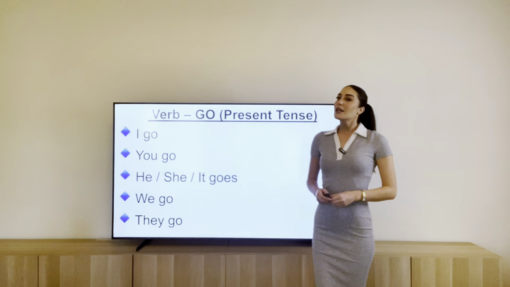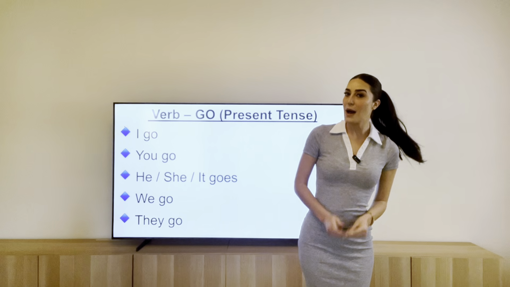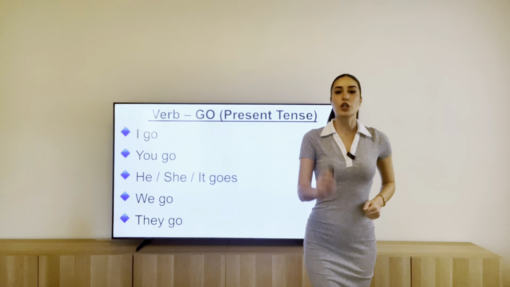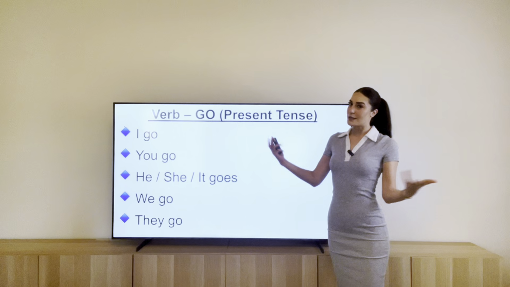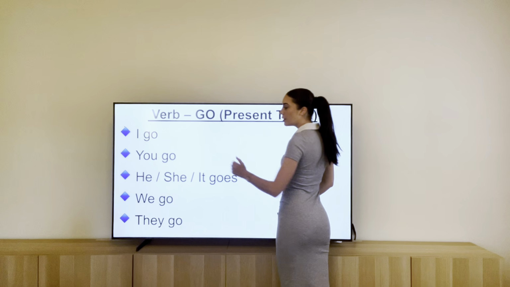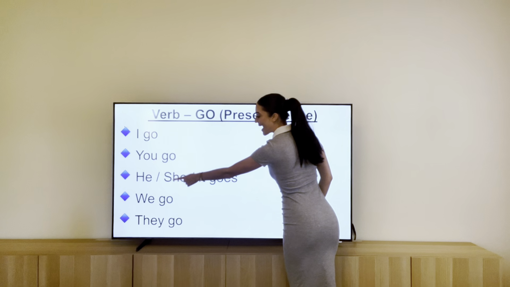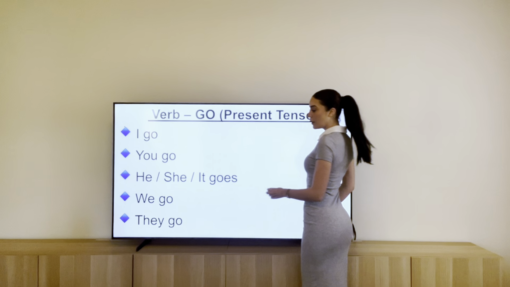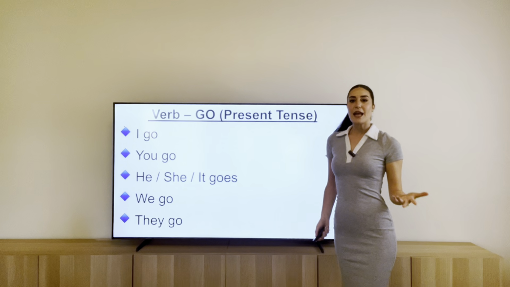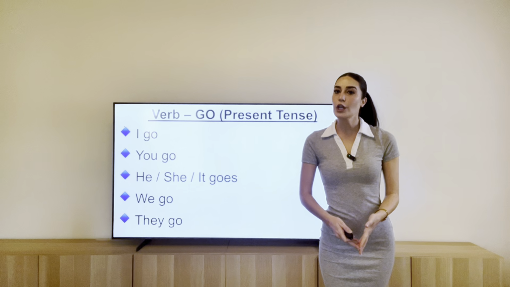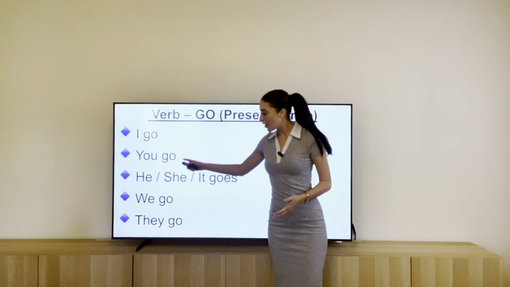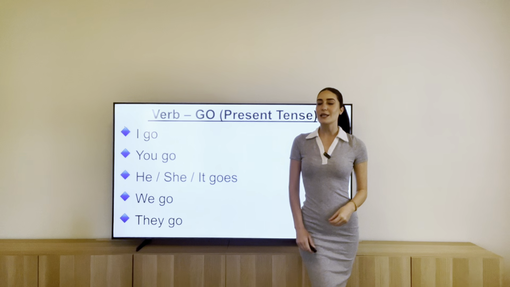All right, and our last very important verb that we must learn off by heart is go. The verb to go. Again, present tense. So, we have I go, you go. He, she, or it goes. We go, they go. Again, this is very similar to the verb do because only this one changes. All the others are go, go, go, go. Just this one is goes.